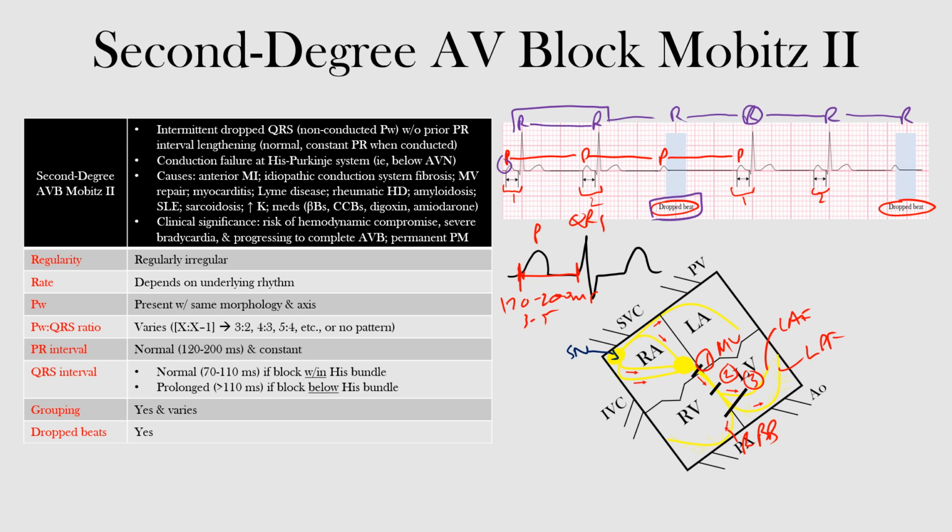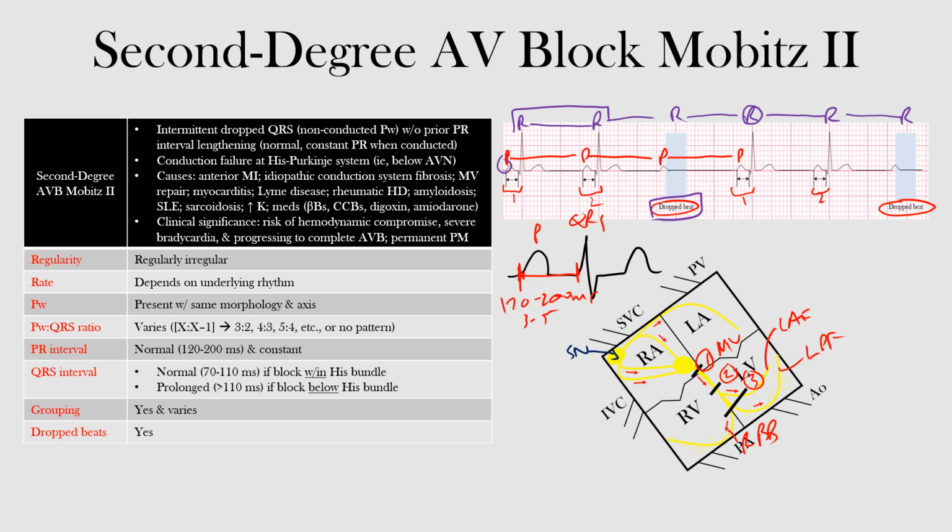Now, clinically speaking, Mobitz type 2 has a greater risk of hemodynamic compromise, severe bradycardia, and progression to complete heart block compared to Mobitz type 1, right? Remember, we said Mobitz type 1 is often benign. You don't tend to have that hemodynamic instability, and they tend to not really need treatment.